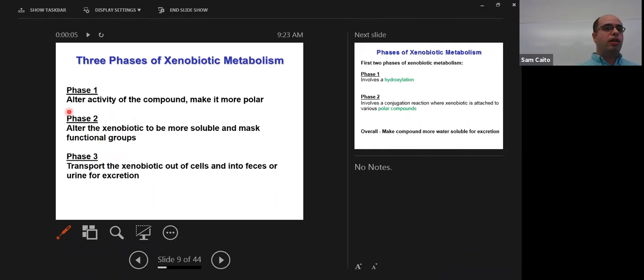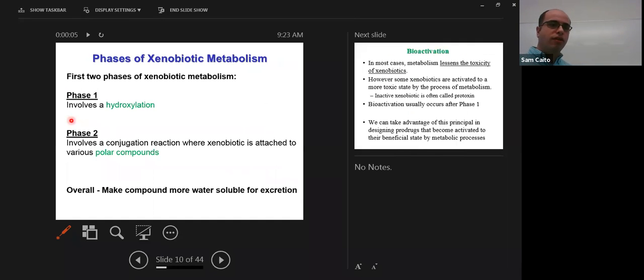Now today we're only going to be concerned with phase 1 and phase 2. Phase 3 we're going to go over on Friday. So let's look at the first 2 phases. Phase 1 typically involves a hydroxylation reaction, whereas phase 2 involves the conjugation reactions, where a xenobiotic is attached to various polar compounds. Overall, the idea is we're going to make the compound more water soluble and let it go through excretion.